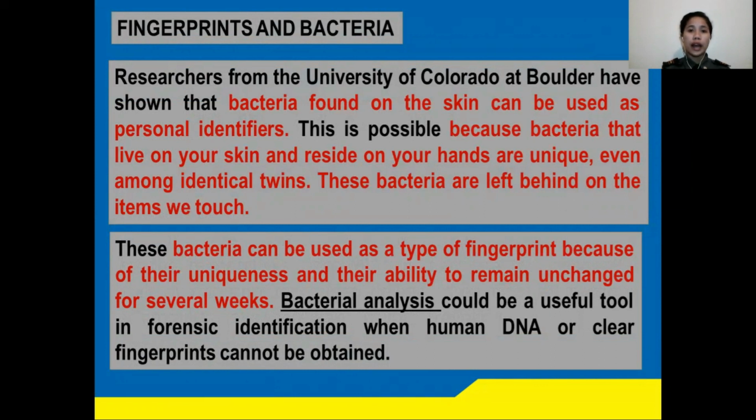So wala Japon laganan ang gahimo sang crime kung pisa ng aton mga investigator. So there are fingerprints or bacteria. Researchers from the University of Colorado Boulder have shown that bacteria found on the skin can be used as personal identifiers. This is possible because bacteria that live on your skin and reside on your hands are unique even among identical twins. These bacteria are left behind on the items we touch.